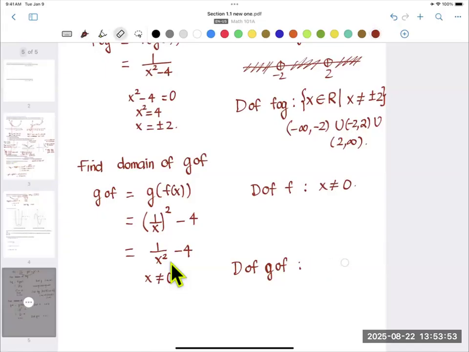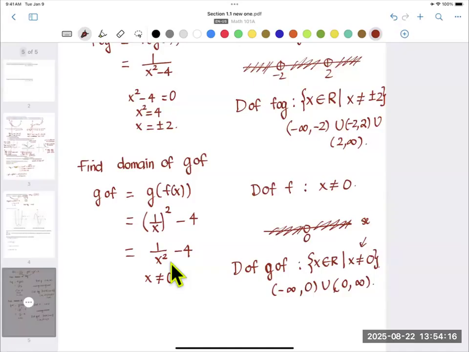Or the other way to write it is x in R such that x cannot equal 0. Or in interval notation, it is -infinity to 0 and 0 to positive infinity. Okay, so this is called set builder notation. So there are two different notations that you can use.